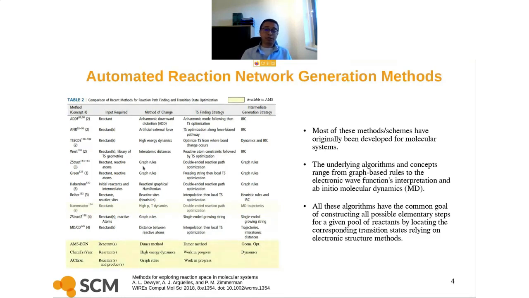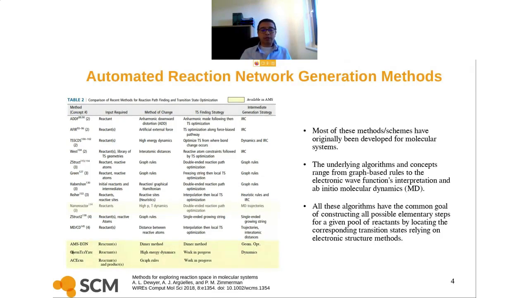And as you can also see here, the underlying algorithms and concepts range from graph-based rules, electronic wave function interpretations, and ab initio molecular dynamics, like, for example, TS-SCDS, nowadays called ChemTraYzer in our suite. But what all these algorithms have in common is the goal of constructing all possible elementary steps for a given pool of reactants by locating the transition states, and all of them rely on electronic structure methods.